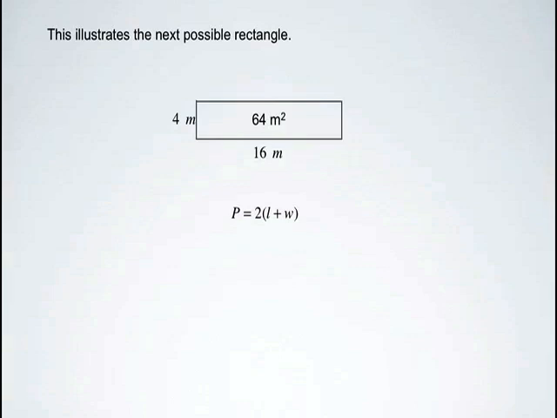and if we take a look at the perimeter, it's twice the length plus the width. And if you sub in your value of 4 for the length and 16 for the width, add those two together, giving you 20. Then multiply by 2 gives you 40 meters.